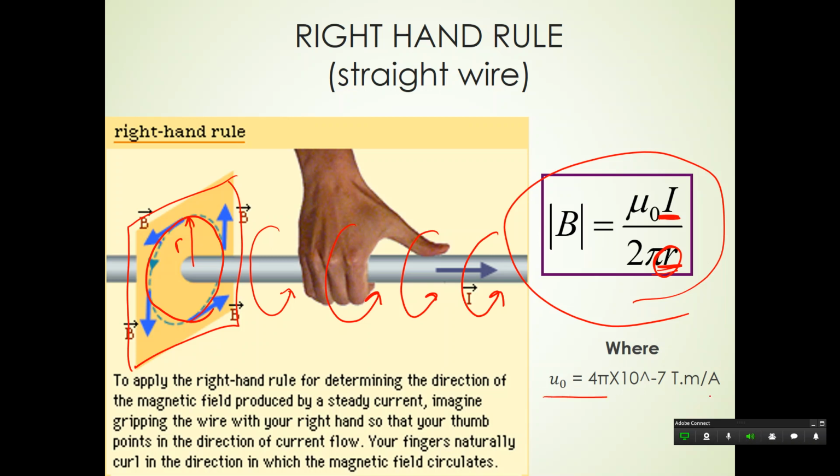And now we have this new one here. This is called permeability of vacuum, or actually vacuum permeability.